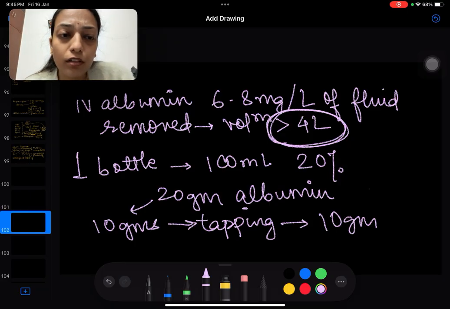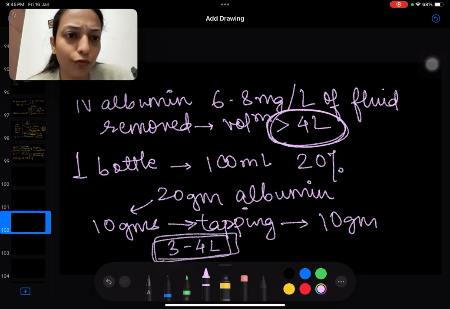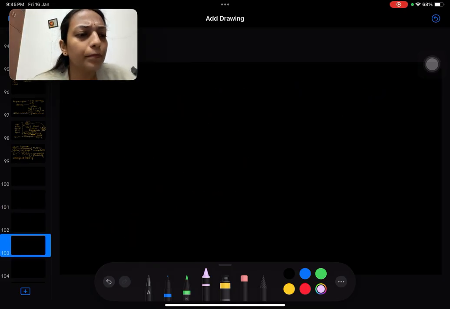And still the volume that is removed is 3 to 4 liters. But I haven't seen volume being removed more than 4 liters. I think it is not for our subpopulation, but yeah, this is how it is.